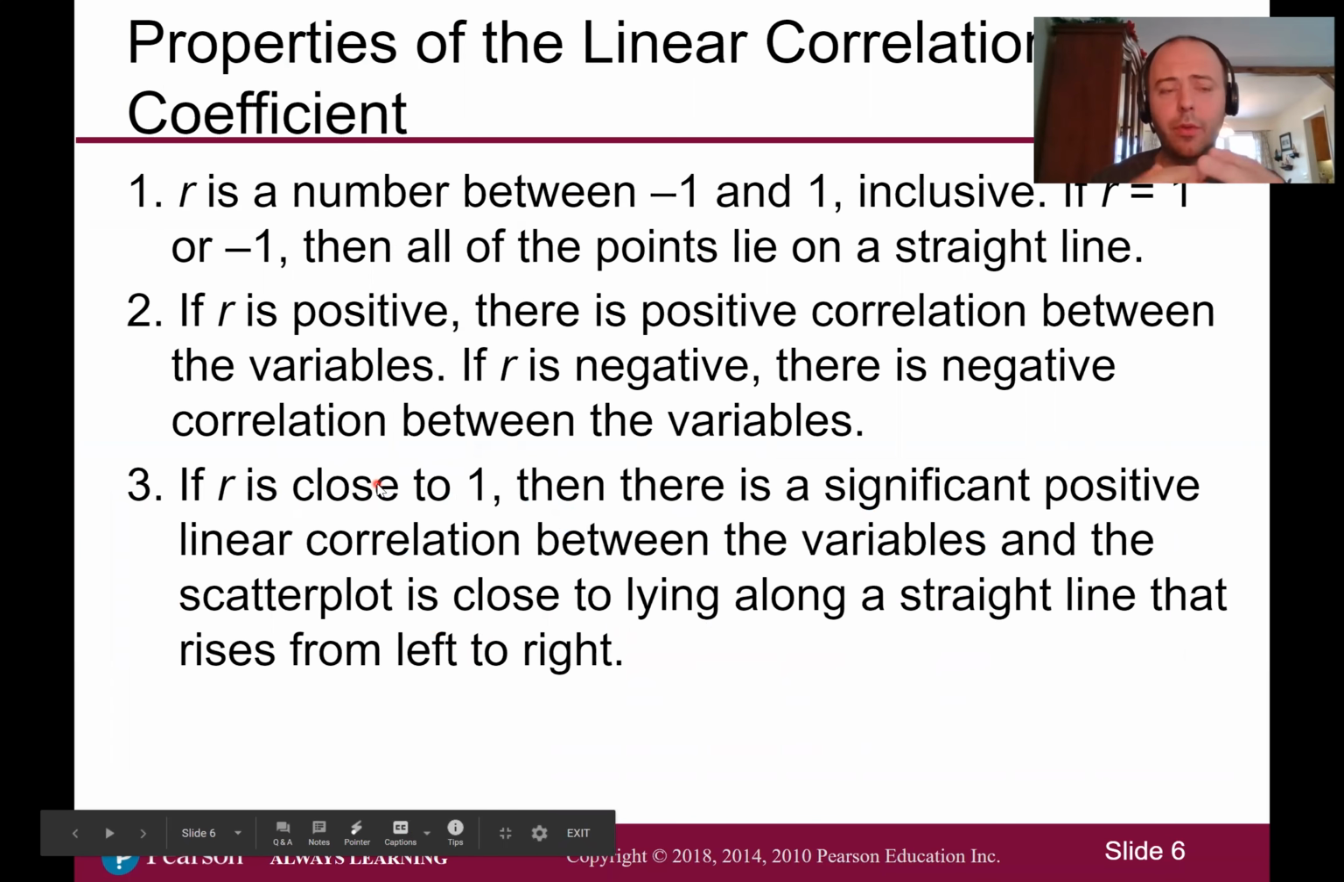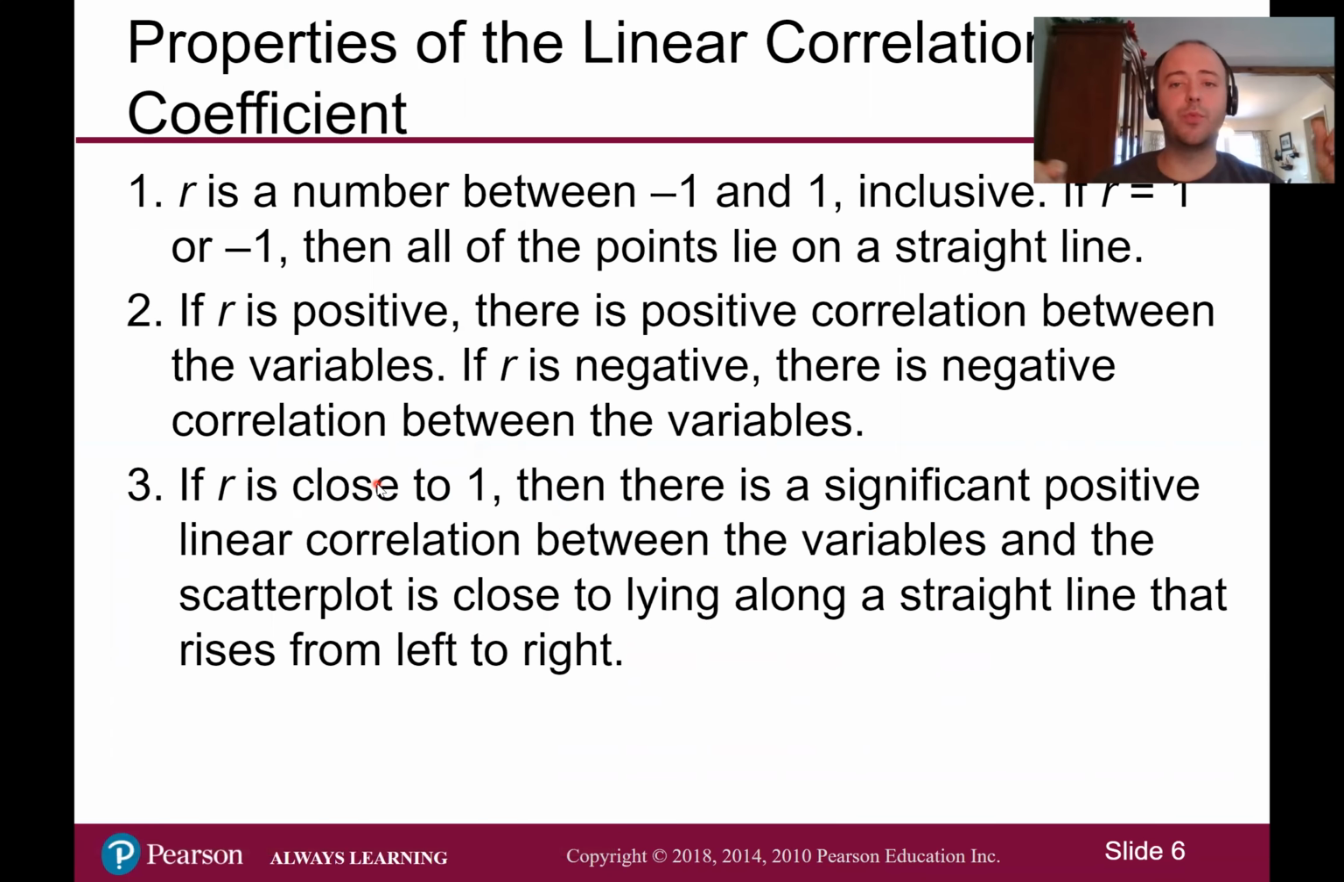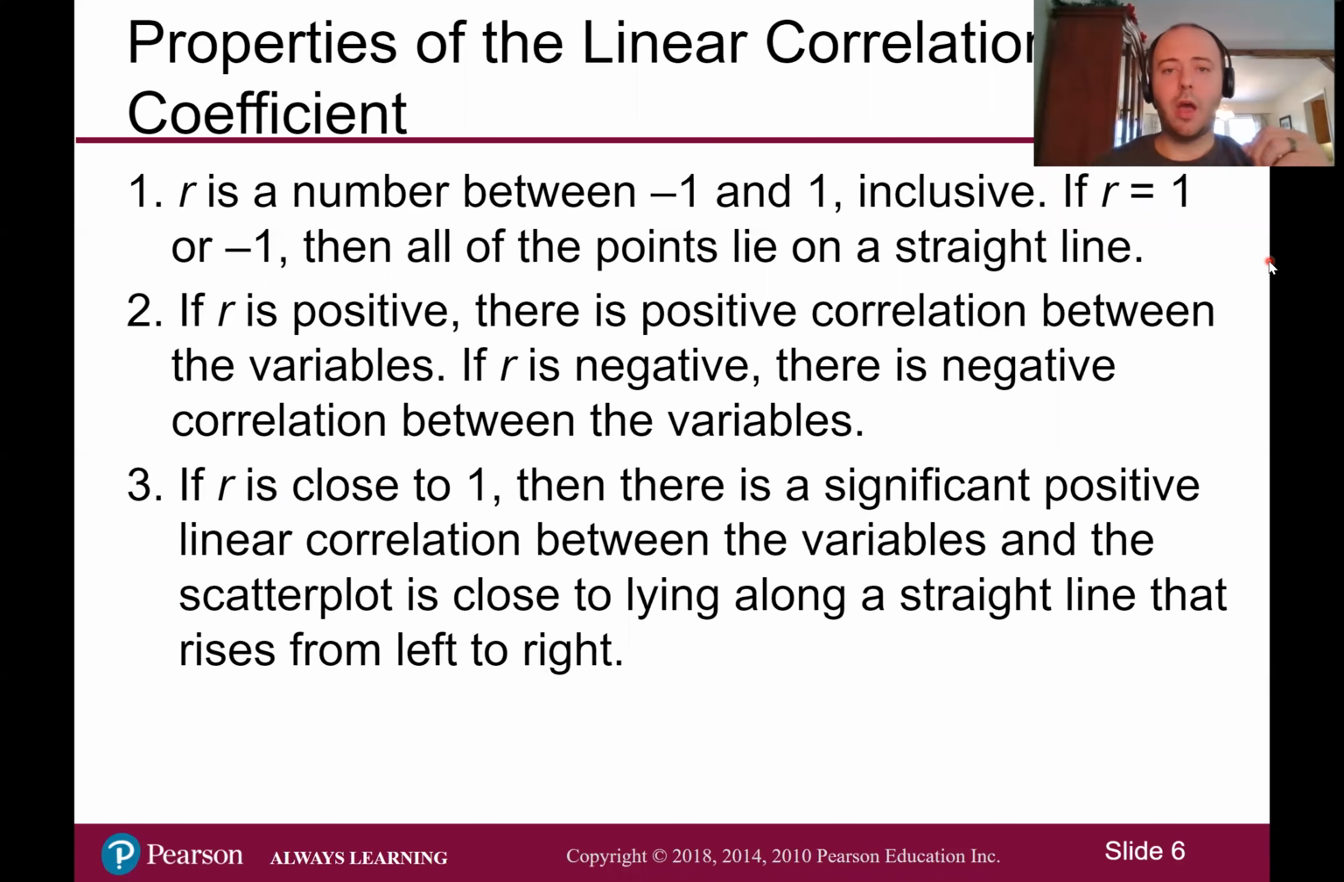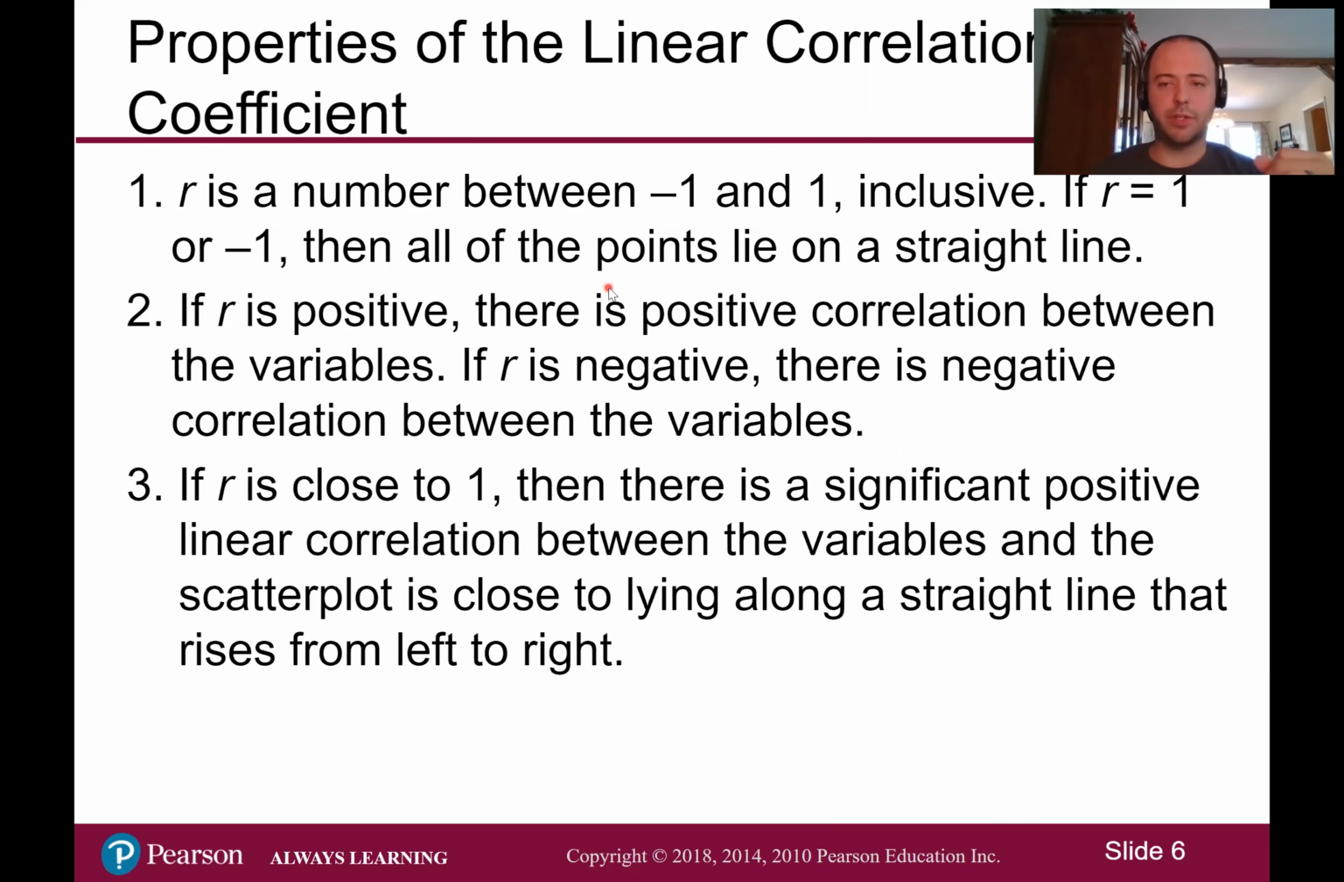If we get a number, we will always get an R value between -1 and +1, and it can be those numbers. If you ever get +1 or -1, I'm blocking part of the wording here. There we go. That means that the points are on a perfectly straight line. All right. If it's positive, there's a positive correlation between the two variables. Negative, then it's a negative correlation, meaning the points would be pointing downward.